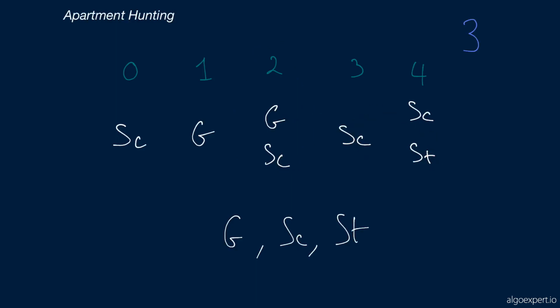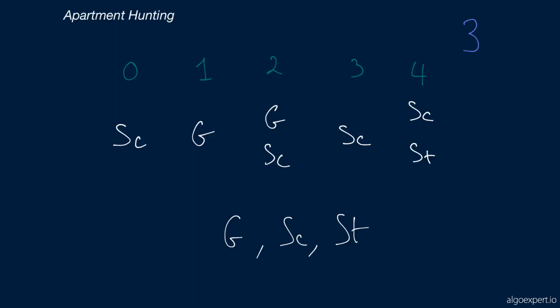And similarly, if you were at index 4, you would have the school and store right there, but you would have to walk 2 blocks to get to the gym. All that to say, that is the question. Now let's try to solve it.